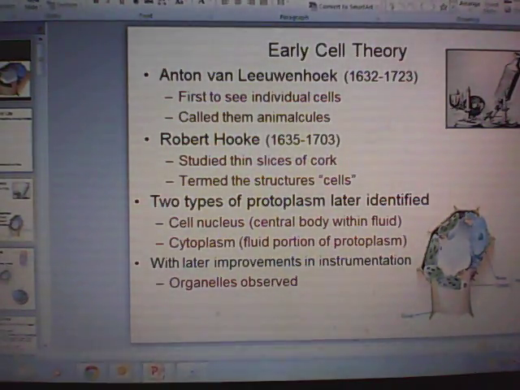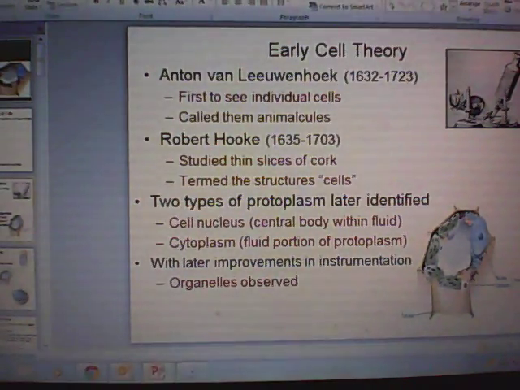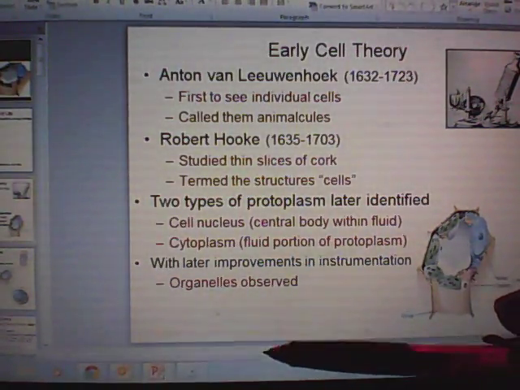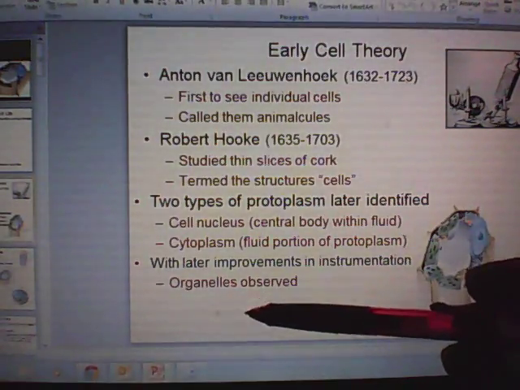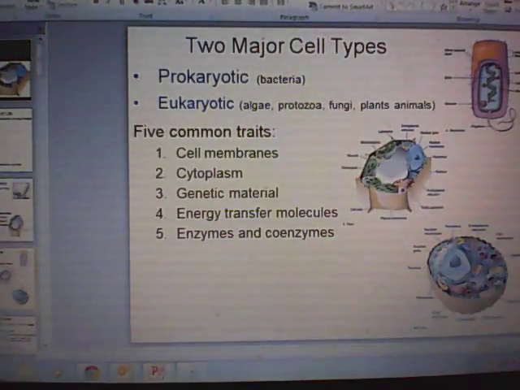There are 2 types of protoplasm that were later identified, or things inside the cell. One was the cell nucleus, which is the central body. It has fluid in it. And then you have cytoplasm, which is also known as protoplasm, and it's the fluid within the cell. So the cell has fluid that everything floats in, and then the nucleus has a fluid as well. Anything that we see inside of the cell are known as organelles. That term came about once we got better microscopes and we began to see that the cell didn't just have fluid known as cytoplasm or a nucleus, but it had other things.